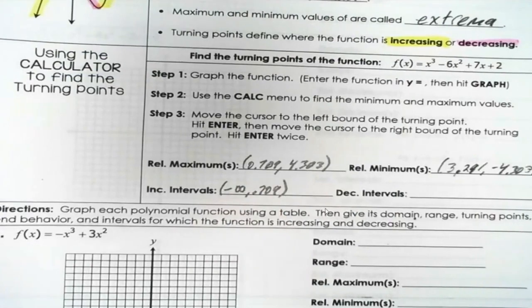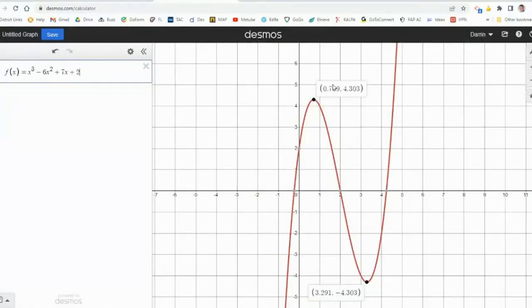All right. And then from 0.709, from that x value, all the way until it gets to this x value, it's decreasing. It's going down as we keep going. So our decreasing interval is 0.709, comma, 3.291. And then we have another increasing interval from 3.291 to infinity. So I got to add that one. 3.291. All right, I'll show you how I wrote that.